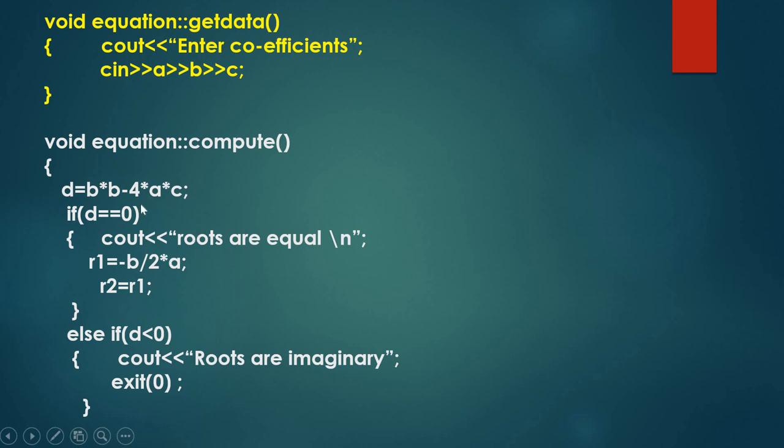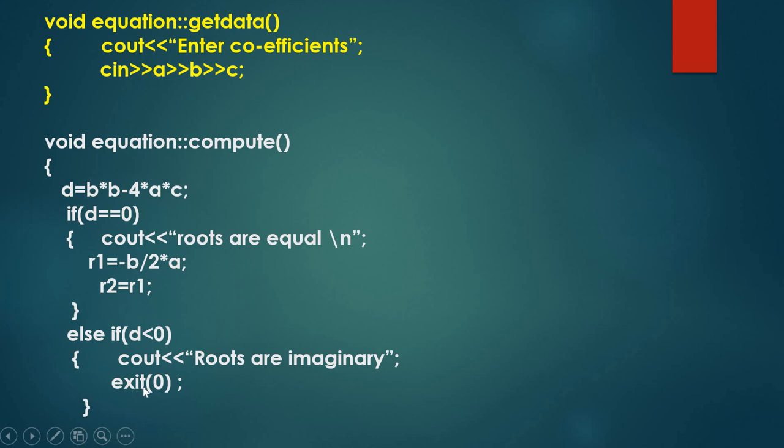If determinant is equal to 0, both the roots are equal, and the formula is R1 is equal to minus b divided by 2a. R2 is also equal to R1 because both the roots are equal. Then the second condition, else if D less than 0, that is determinant less than 0, roots are imaginary. Roots are imaginary, so we can't print the roots. So we exit from the program with exit 0.